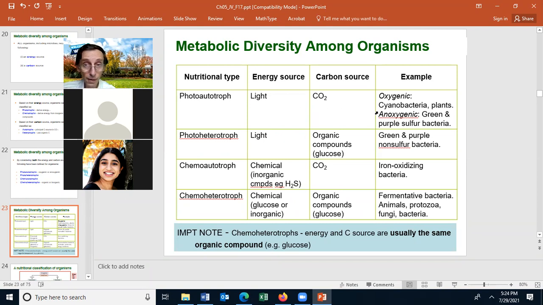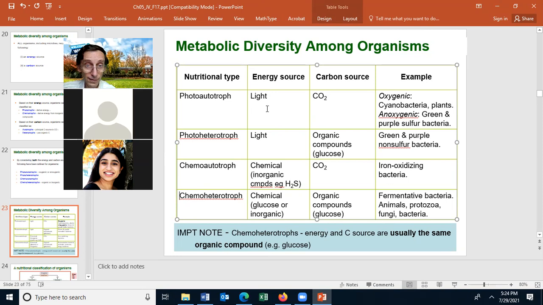Green plants are photoautotrophs, and you should know that there are photosynthetic bacteria like the cyanobacteria, which are photoautotrophs, and both of these are oxygenic photoautotrophs. We're going to skip these two and move to the second easiest one to discuss, the chemoheterotrophs. This should be familiar to you because humans are chemoheterotrophs.